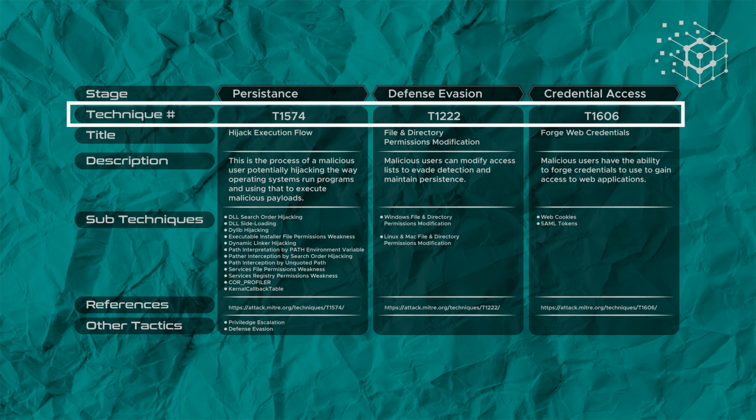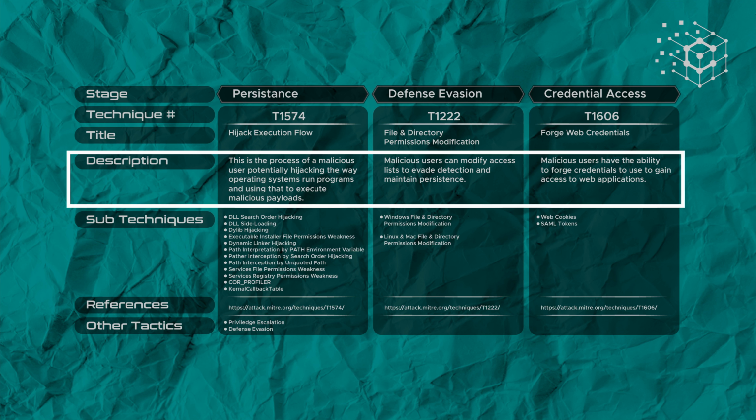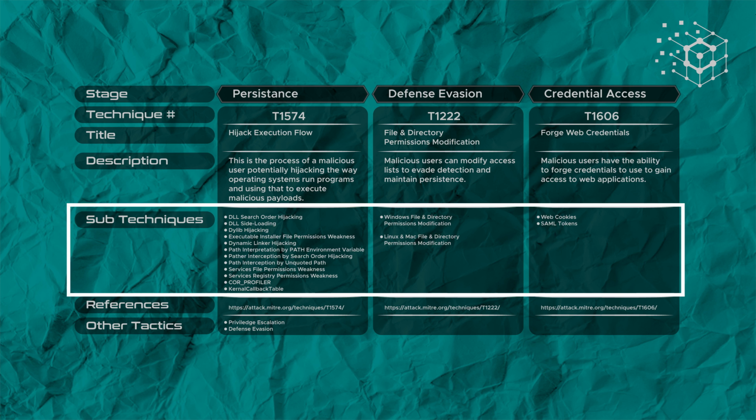Every technique within the matrices has its own unique number, and all sub-techniques have the identification number with .001 and so on. For example, the sub-technique of DLL search order hijacking would have the technique number of T1574.001. Then there is a description, but to get to that, you would have to select the technique you are interested in on the matrix and go to the reference link. On the matrix itself, it does show all the sub-techniques.